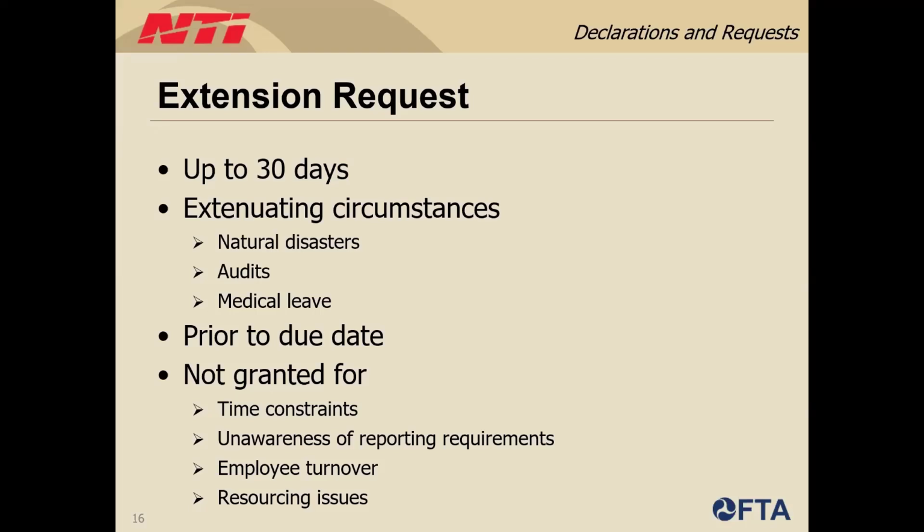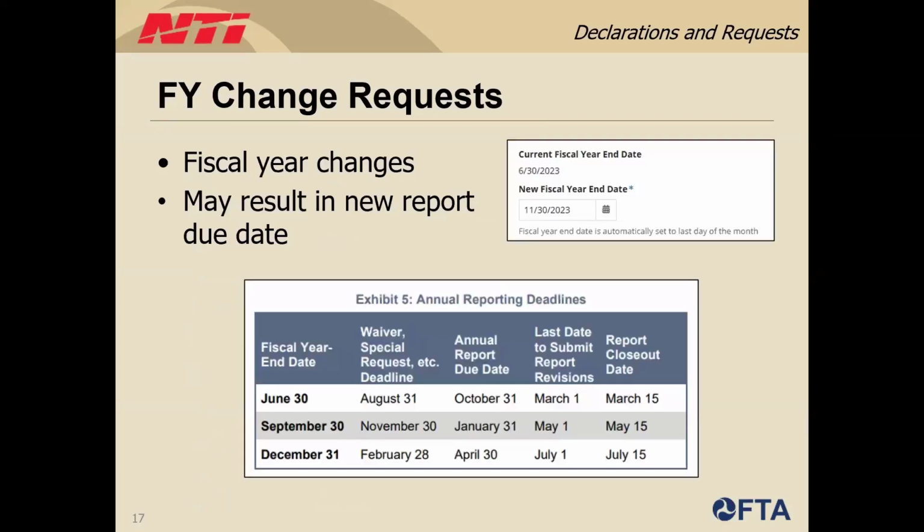The fiscal year change request is used when your agency updates the fiscal year on which you operate. For example, if you've historically been on a January to December fiscal year, but you update to a July to June fiscal year, you'll need to submit this request. This is a rare request type as most fiscal years don't change.